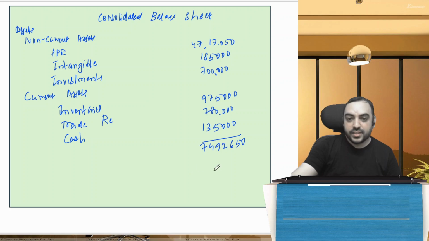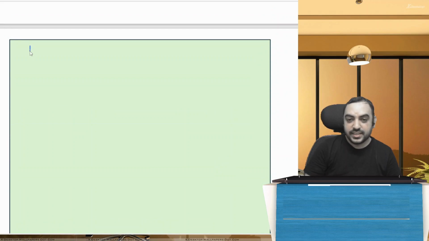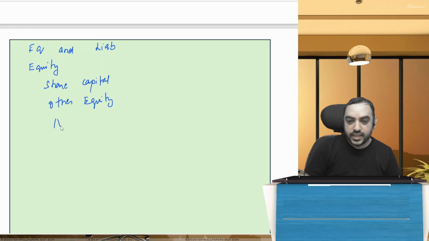Okay, that is on the asset side. Now let me do the liability side, equity and liabilities. First, equity. We have share capital, other equity, and non-controlling interest. Share capital, only holding company, which is 7 lakh. Other equity, we have done the working notes, 43 lakh 1,960. And NCI, we have done the working note, 3 lakh 53,600.